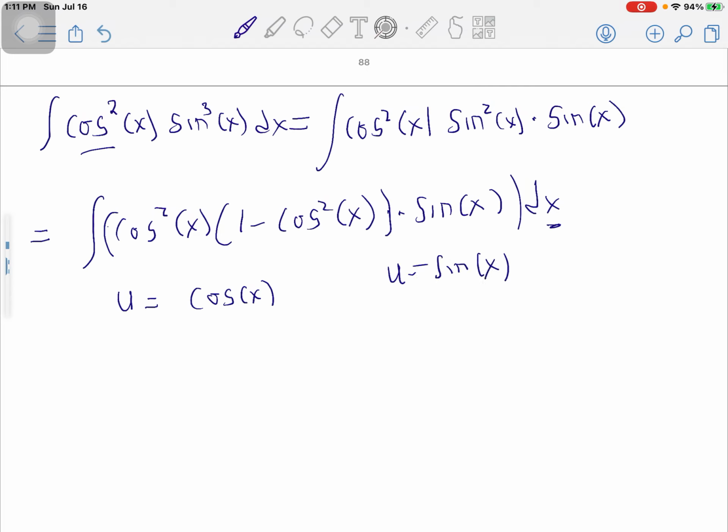That's the idea. But the issue is when we use maybe u equal to sine of x, when you differentiate it, you are going to get cos of x. And the cos of x cannot cancel all the cos functions over here, which will make your integration very difficult to do. So in that case, we are going to make use of u to be equal to cos of x.